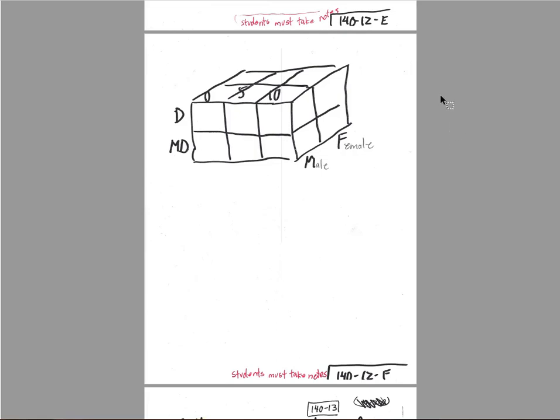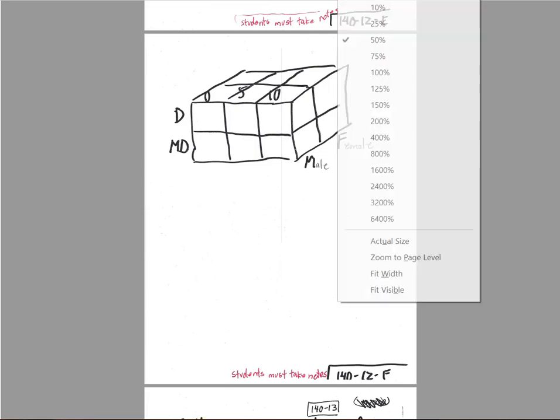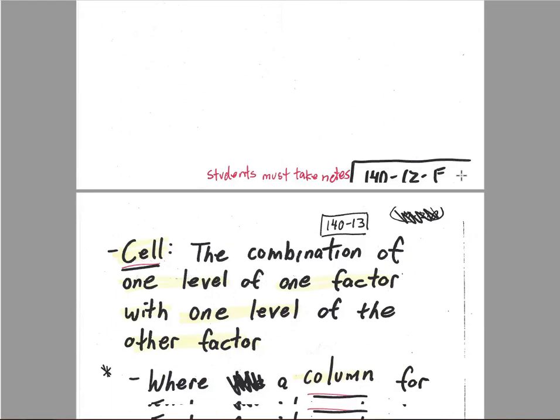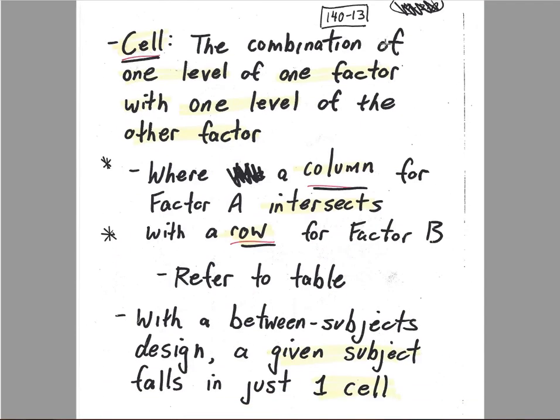Now, for the rest of us, let's go back to our Psych 299 course pack. In the Psych 299 course pack, we resume lecturing here. Page 140-13. We're still talking about the terminology of analysis of variance.